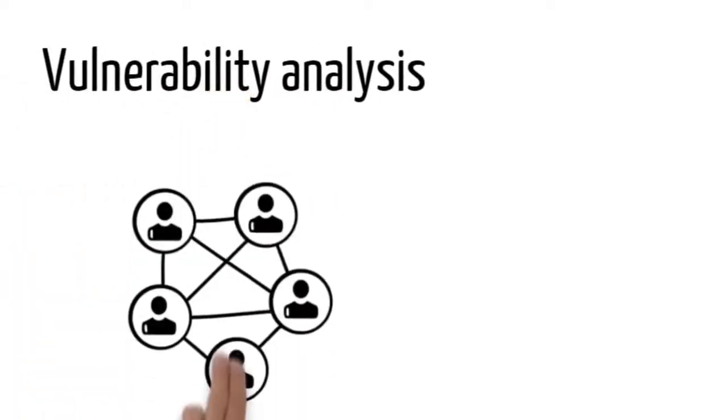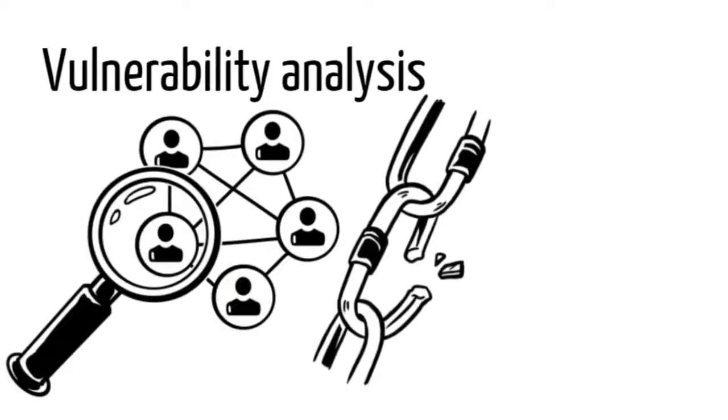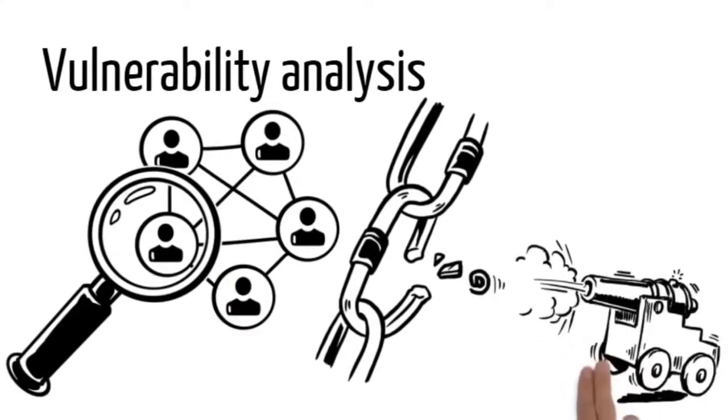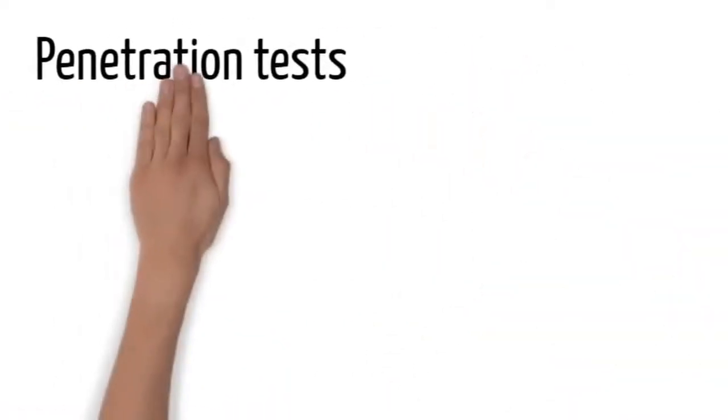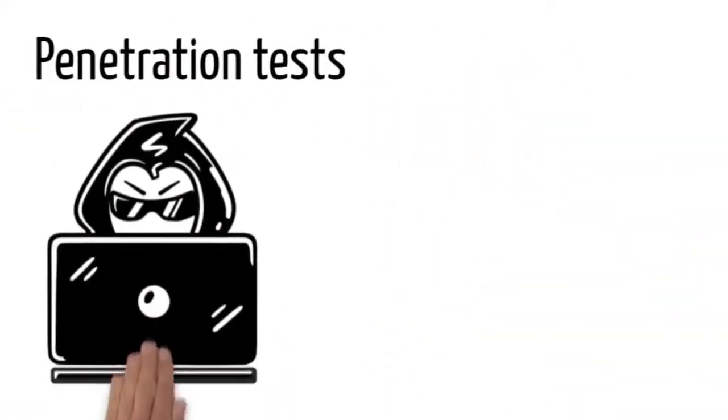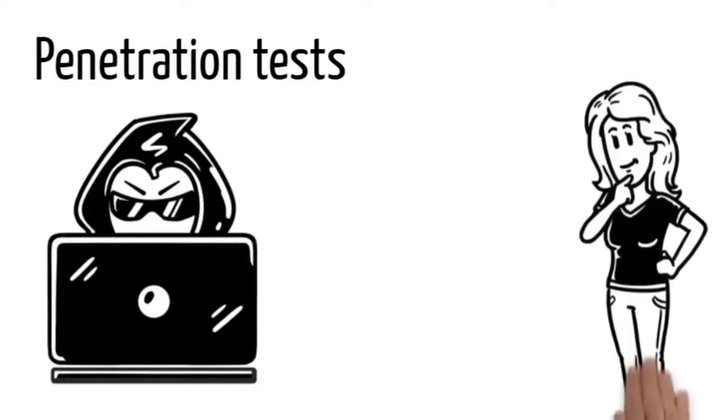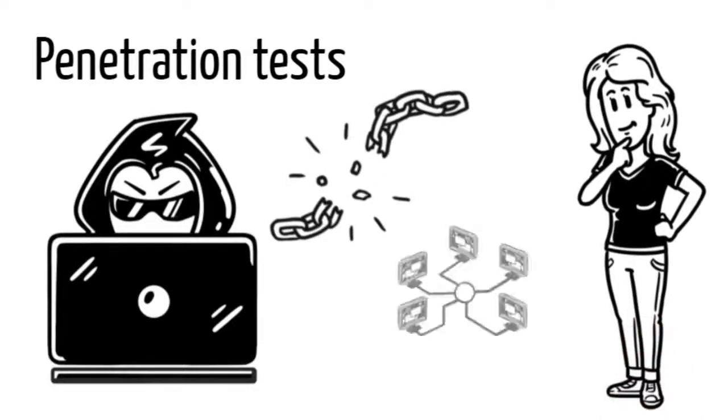Vulnerability analysis is the process of examining the network for any vulnerabilities that could increase the frequency or impact of any threat. Penetration tests are sometimes referred to as ethical hacking, because the testers will use many of the techniques that would be used by a hacker in order to identify any weaknesses in the network.